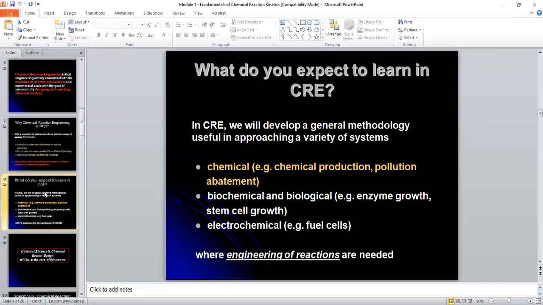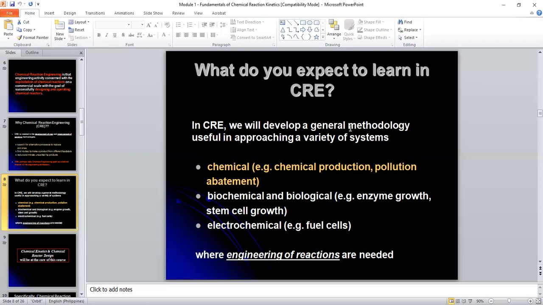Now, in terms of expectation, what do you expect to learn in this subject? Of course, you have in mind that you will be learning kinetics, that you will be learning how to design reactors. So in here in CLE, we will develop a general methodology. So it's general in the sense that a different chemical system will have a different take, a different manner in which it is to be approached in terms of how the required information in that particular system is sought.